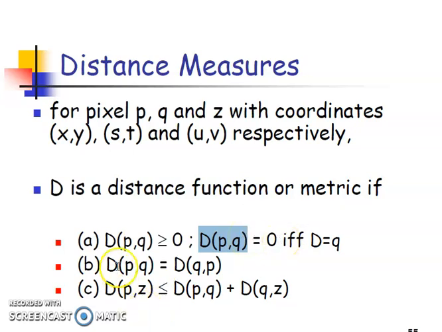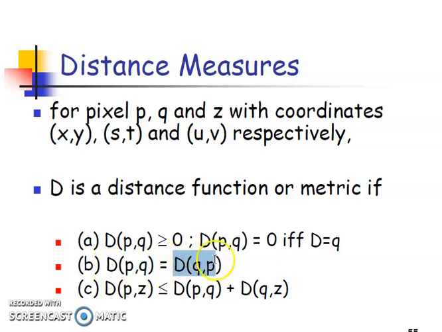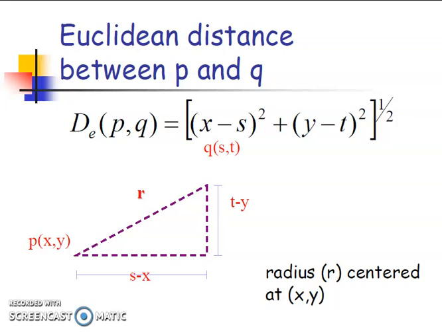Second, the distance between P and Q is always equal to the distance between Q and P. And third, the distance between P and Z is less than or equal to the distance between P and Q plus the distance between Q and Z. So based on this, there are different types of distance present between pixels P and Q.